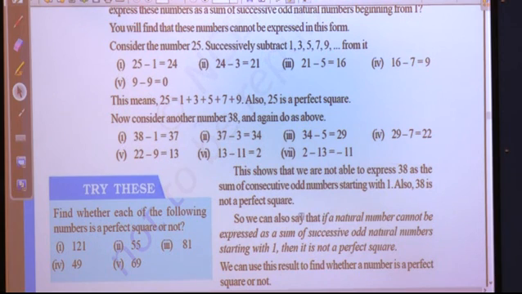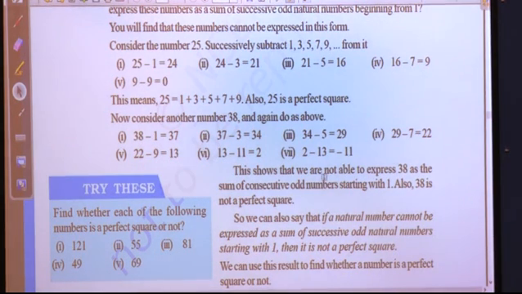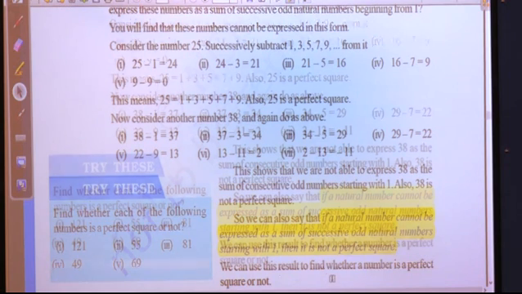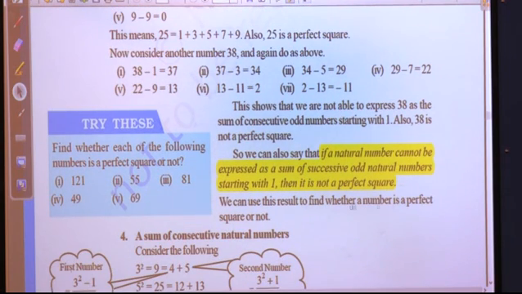So, we can also say that if a natural number cannot be expressed as a sum of successive odd natural numbers starting with 1, then it is not a perfect square. This is what they have concluded here. We can use this result to find whether a number is a perfect square or not.